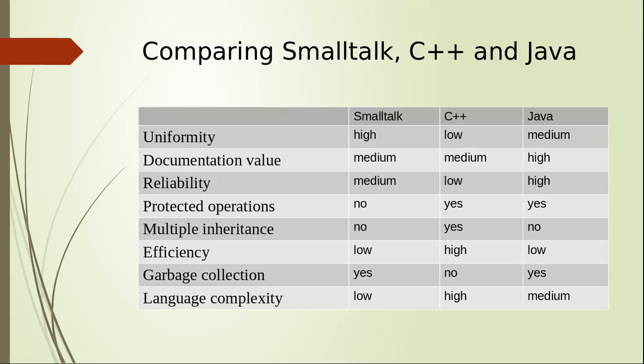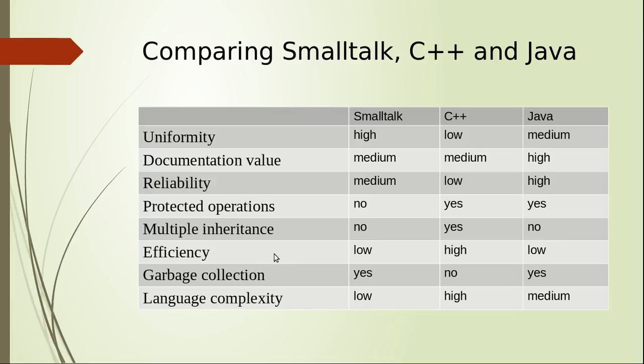Does it support protected operations? Smalltalk doesn't support protected operations. Everything is unprotected. C++ does have protected operations, as well as Java. Smalltalk has single inheritance, so it doesn't support multiple inheritance. C++ does, and Java doesn't.